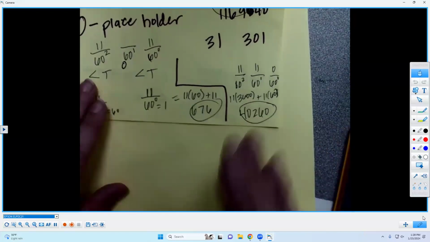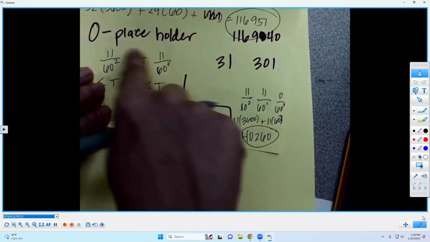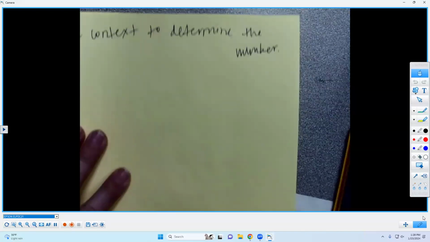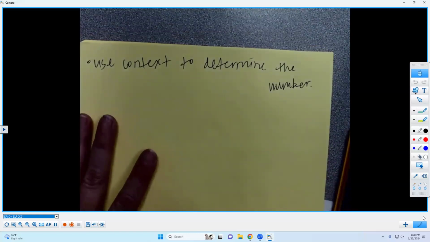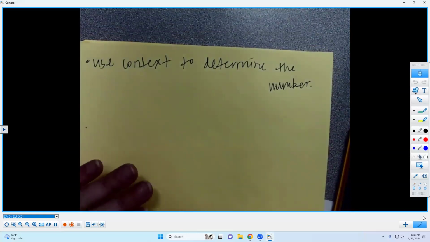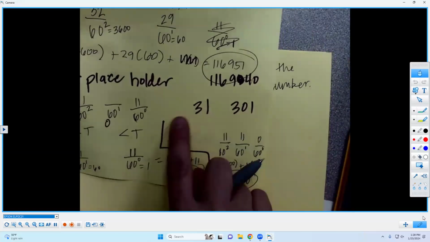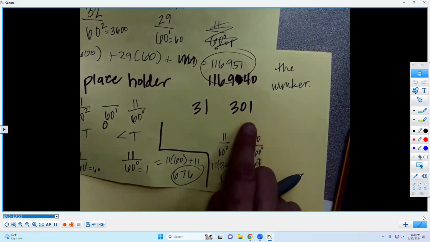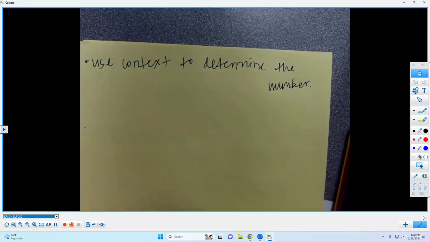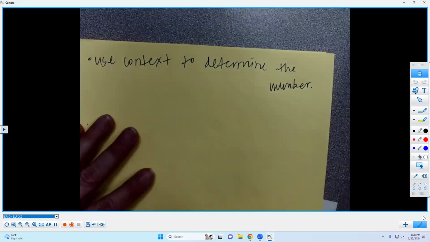Does that make sense? Because they didn't have 0 as a placeholder, they did a couple things. One thing they did was use context to determine the number. And also remember, use context to determine the number. We're doing a lot of math to come up with all these numbers, but they're just looking at numbers. They're looking at it and seeing 31 or 301 and saying, oh, it's obviously 301. They're not mathing it out every single time because this is normal to them.